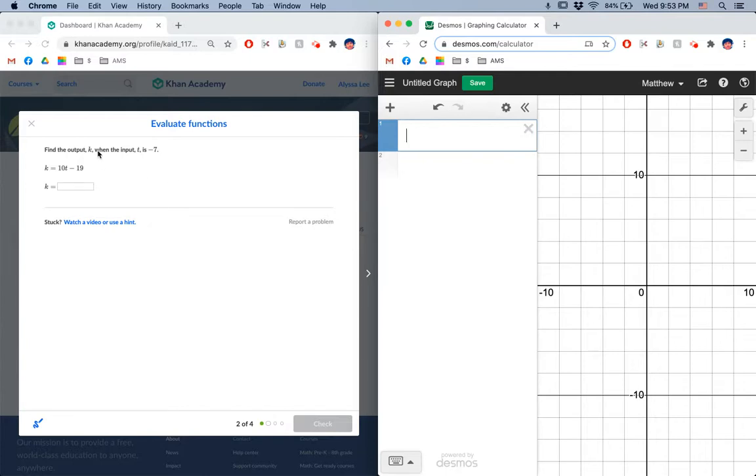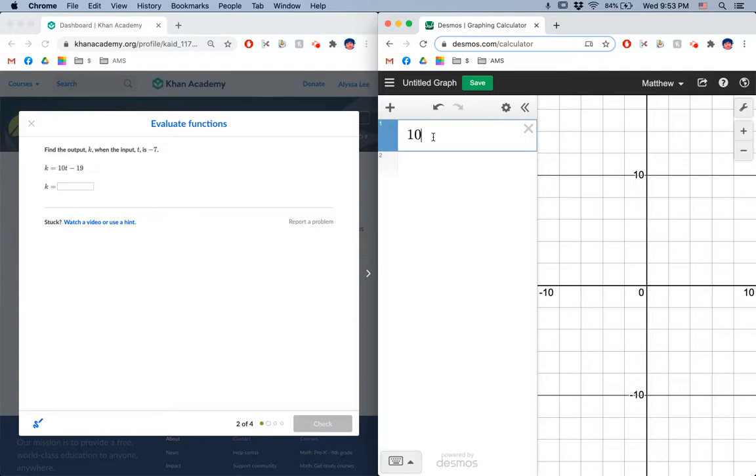Find the output k, or y value, when the input t is -7, or x value. Okay, so they use different letters here, but really you can think of it as x and y. But let's just follow the lettering, right? The input t is -7. So look at your equation here. K is equal to 10t minus 19. The t value gets changed to -7, right? So instead of 10 times t, it's 10 times -7.